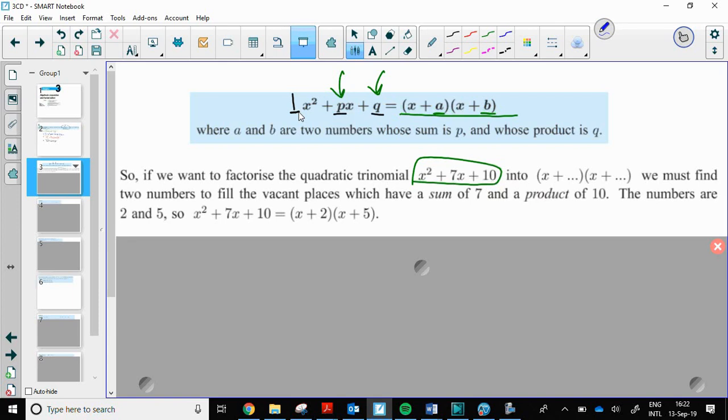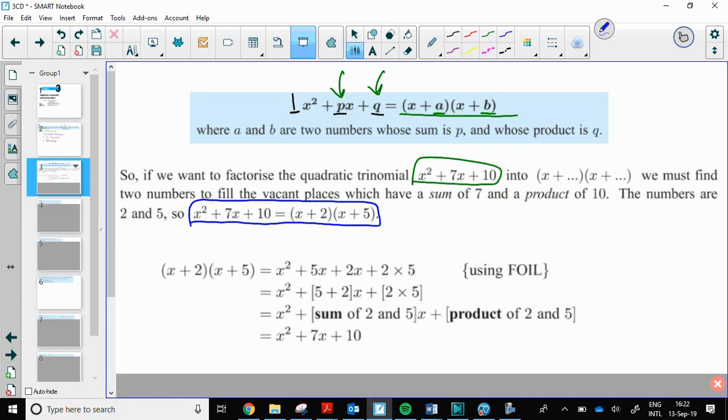So 1 plus 10 is 11, but 2 plus 5 is 7. So that's our winner. And so we can factor x squared plus 7x plus 10, and that's equal to x plus 2 times x plus 5. And of course, we could check our work by multiplying these two together, combining like terms. We saw this in the previous video as well, and we should get x squared plus 7x plus 10.